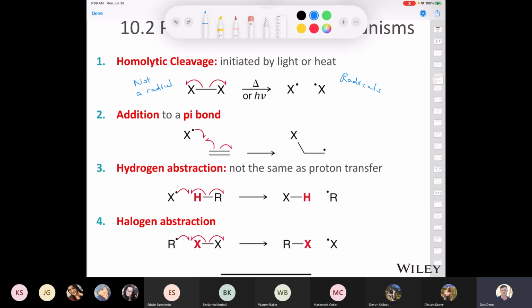The next one is halogen abstraction. So this is where a radical reacts with chlorine, bromine, fluorine, or iodine. We're not going to see those nearly as much, and I'll explain why. But this is where you start out with a radical. It reacts with chlorine or bromine usually, and we end up with a radical. And we're going to see that a few times.